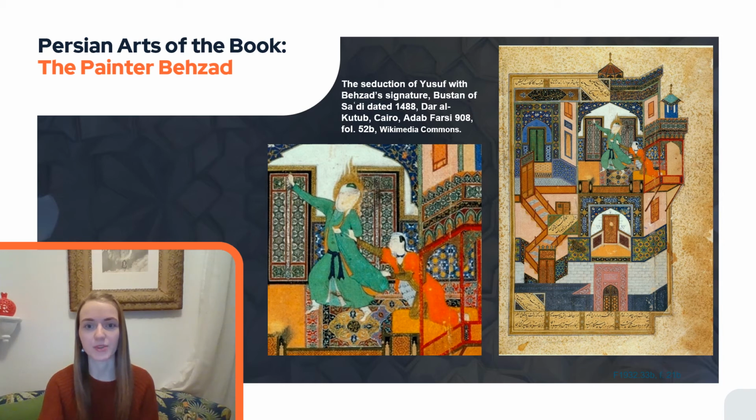This poetic manuscript, the Bustan of Sa'di from 1488, also included Behzad's signature. The painting depicts the seduction of Yusuf, and the signature is tucked away in a small panel within the architecture to the left of the figures. Yusuf is another biblical poet, a prophet, here with a fiery halo and his face rubbed off. He's known for his beauty, and the ruler's wife falls in love with him.